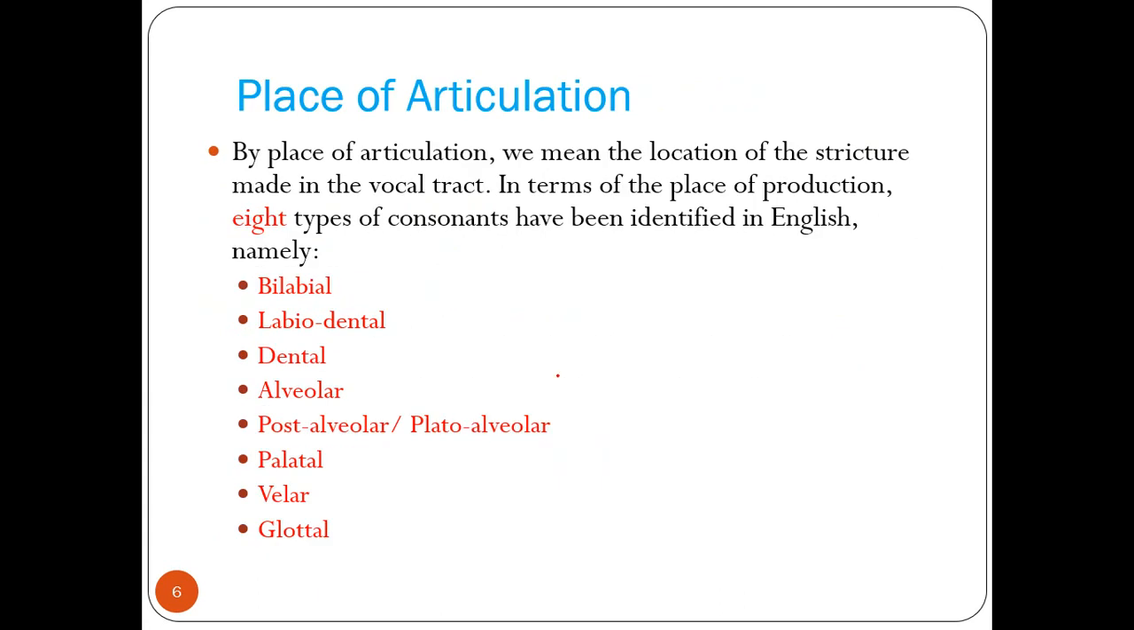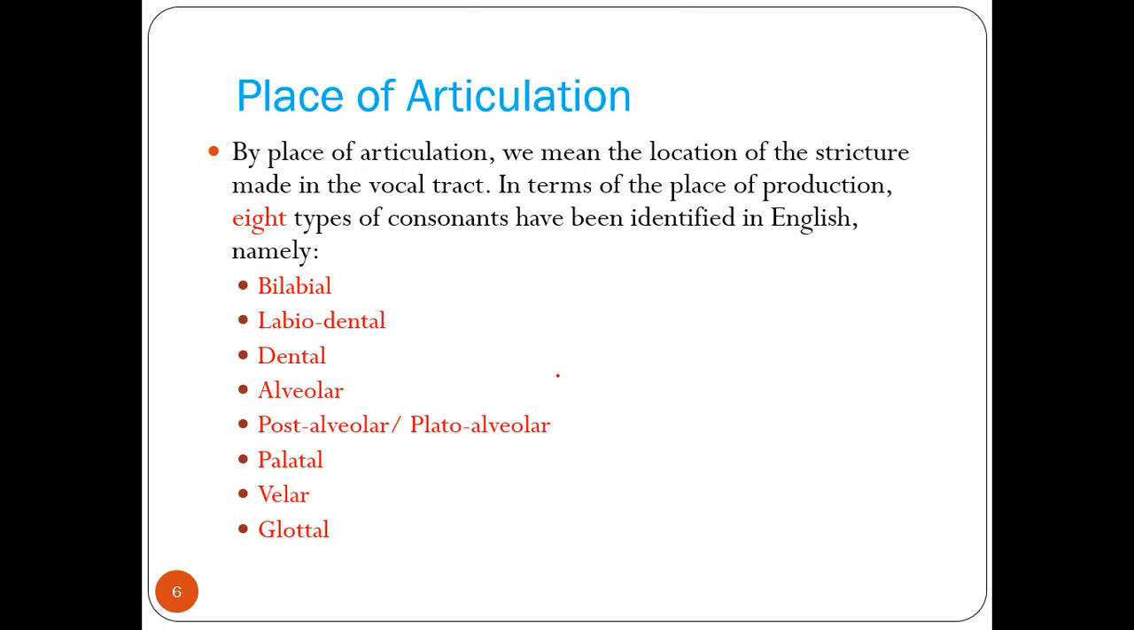Now we are done with the voice. Now we have to move on to the place of articulation, and this would be the second characteristic when we describe consonantal sounds. What do you mean by place of articulation? It is basically the location of the stricture. Stricture is basically the obstruction, or the constriction, made in the vocal tract.